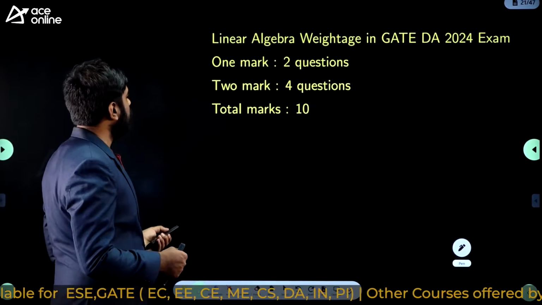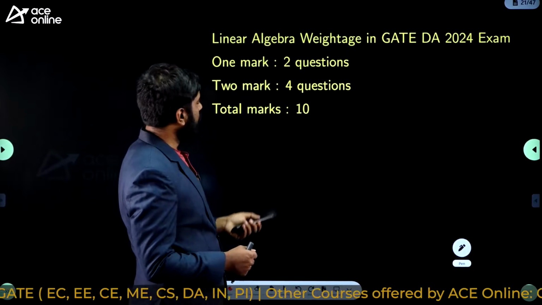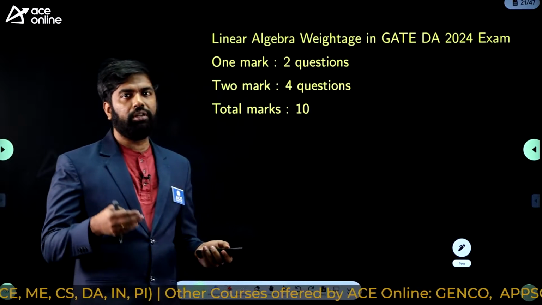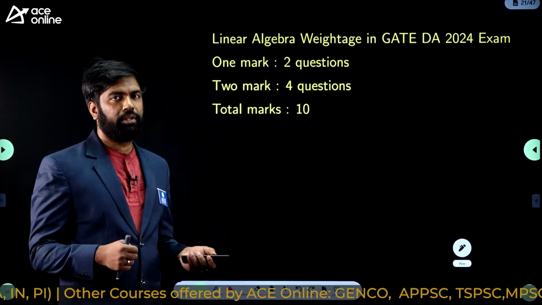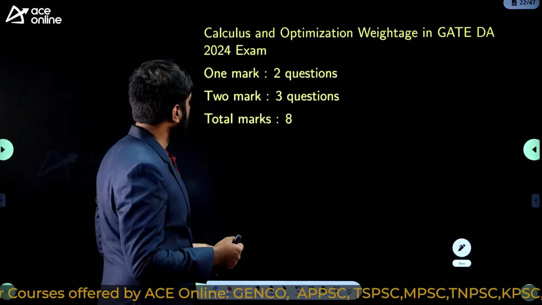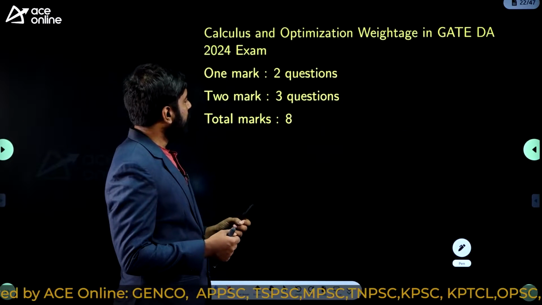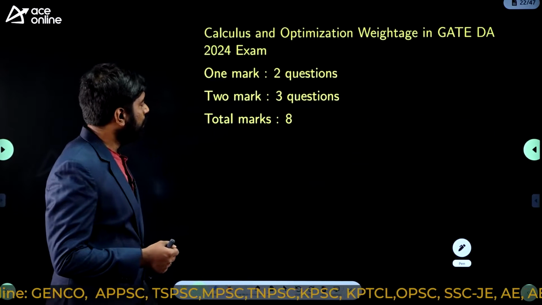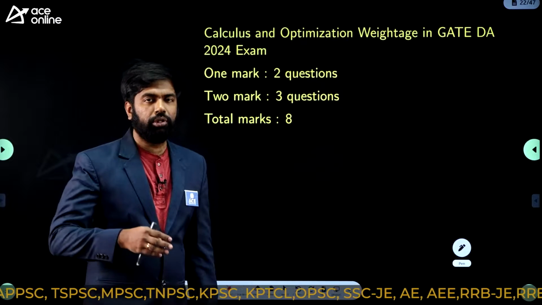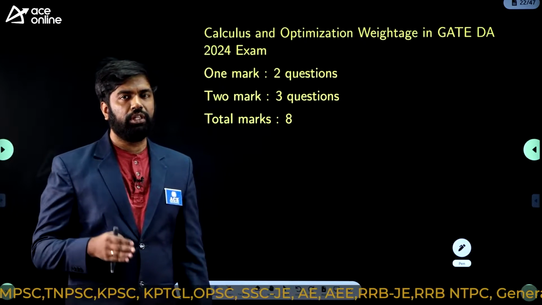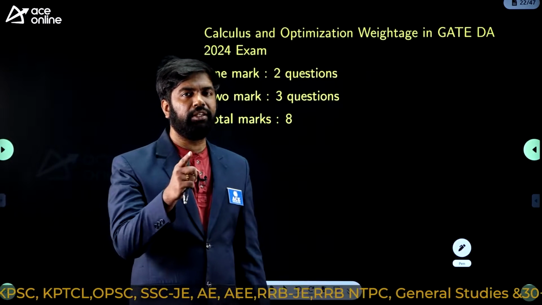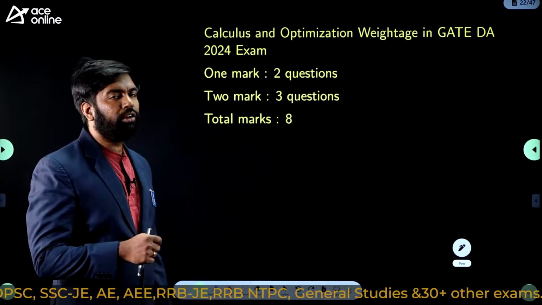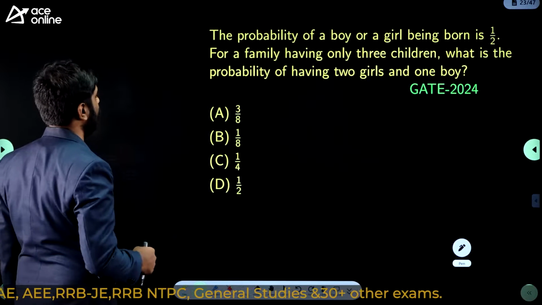If you look at the linear algebra section, 2 1-mark questions and 4 2-mark questions, total 10 marks from linear algebra. Next, calculus and optimization: there are 2 1-mark questions and 3 2-mark questions, so total 8 marks from this. Now we are going to solve questions that were asked from engineering mathematics in the GATE DA 2024 paper. Here is the first question.